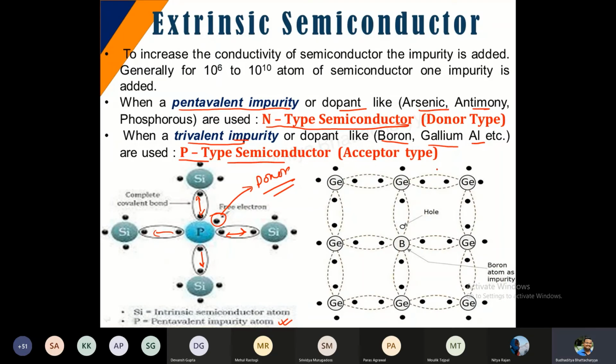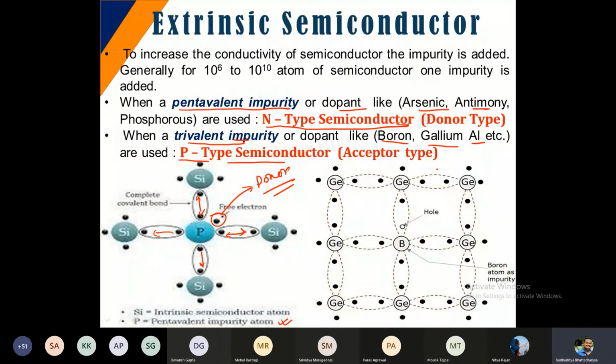Any doubt, anyone with this type? So we have discussed the valence band electrons. What is a valence band? We have discussed the different materials with respect to the energy bands. What is a valence band? What is a conduction band? When do we have a scenario where the valence band electron can move up to the conduction band? When it can't? That also we have discussed.